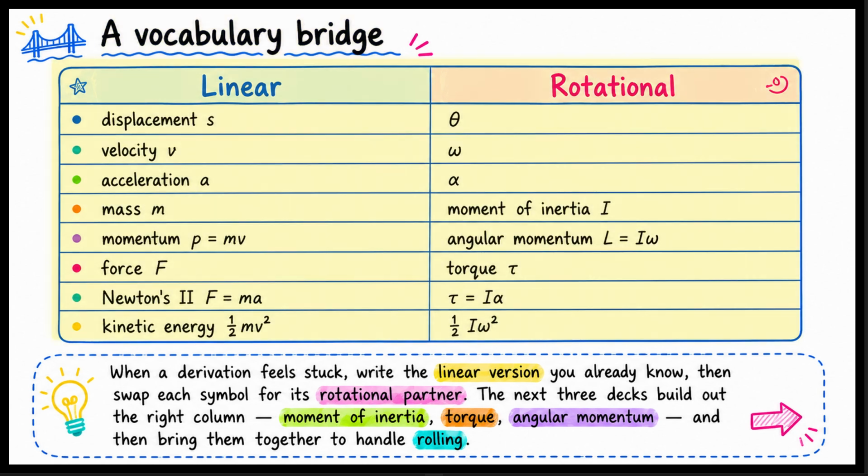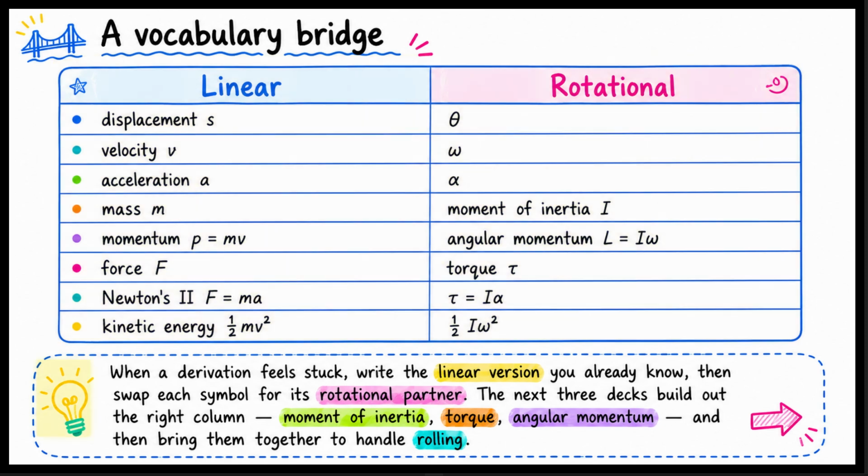Here is the vocabulary bridge between linear and rotational mechanics. Displacement s maps to theta, velocity v maps to omega, acceleration a maps to alpha, mass m maps to moment of inertia I. Momentum p equals mv maps to angular momentum L equals I omega. Force F maps to torque tau. Newton's second law, F equals ma maps to tau equals I alpha. Kinetic energy 1/2 mv squared maps to 1/2 I omega squared.